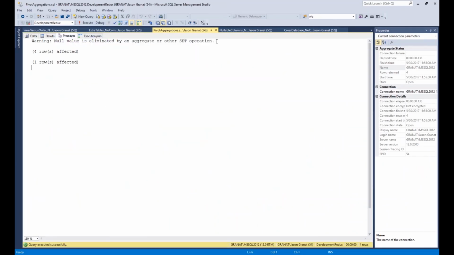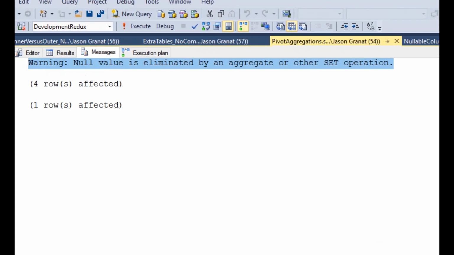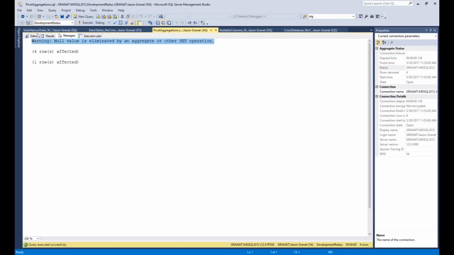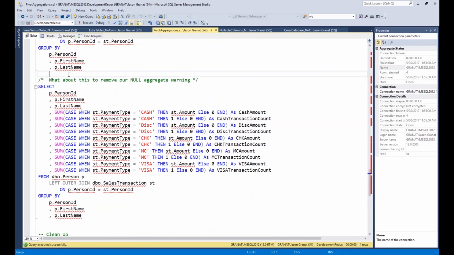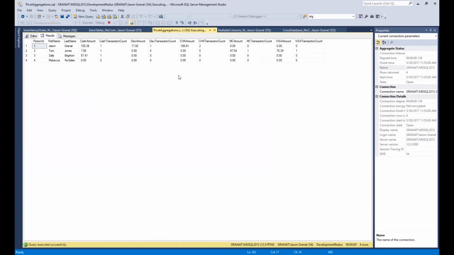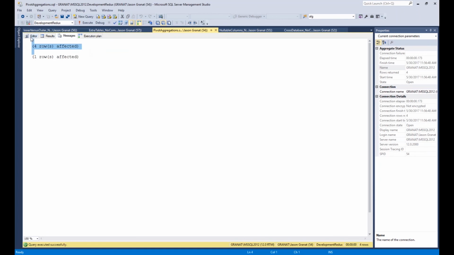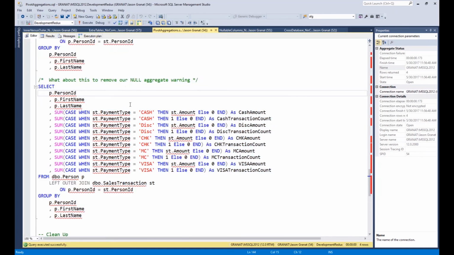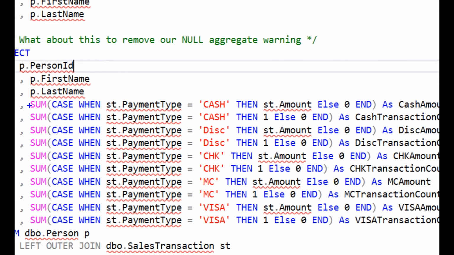So if we look at the messages for this select that we ran, you can see that SQL is letting us know, hey, listen, there were null values in here for the aggregates that you talked about, and we're going to eliminate those. So it still gives you the right answer, but there's a warning in there. If we wanted to remove those, I can run this same sort of select. It's got the same columns in here, and we don't have that message. And the difference being, instead of being a sum and then a count, I changed each one of these to be a sum.